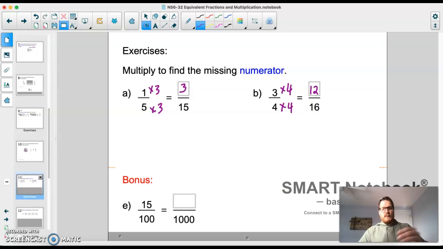And again, there's a little bonus question here. To get from 100 to 1,000, it's just times 10, which is the same thing we do to the numerator. So the equivalent fraction is 150 out of 1,000.